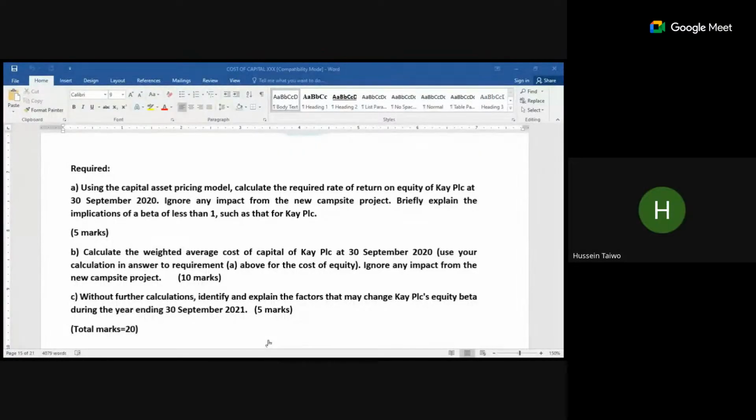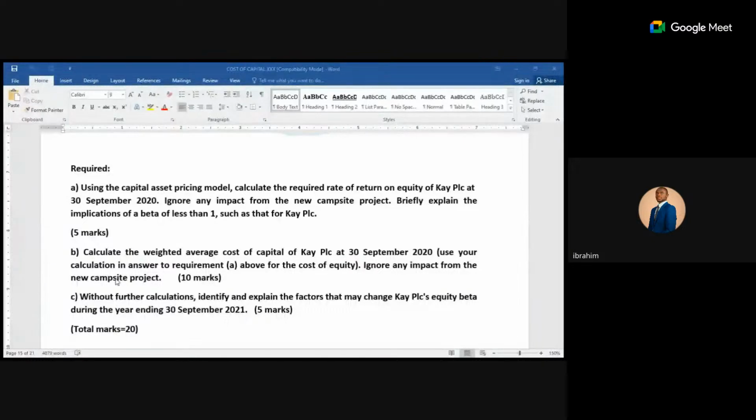Required. A. Using the capital asset pricing model, calculate the required rate of return on equity of KPLC at 30th September 2020. Ignore any impact from the new campsite projects. Briefly explain the implications of a beta of less than 1, such as that for KPLC. So this is just 5 marks.